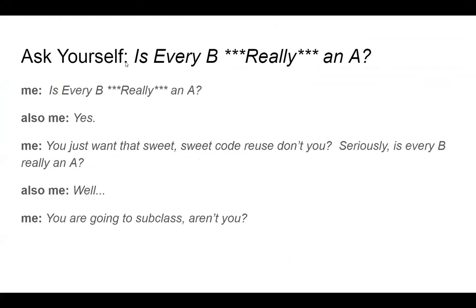First question you should ask yourself is, is every B really an A? So I want you to imagine this imaginary conversation with myself. I said, is every B really an A? And I'm like, oh yeah, it is. And you're like, you just want some of that sweet code reuse, don't you? Like, seriously, is every B really an A? And it's like, well, you're going to subclass this, aren't you? There's a lot of times where the reuse is so good or so sweet, you're like, oh, I'm going to make this happen. But if it's not really an A or doesn't pass the ISA test, it shouldn't extend it, period.